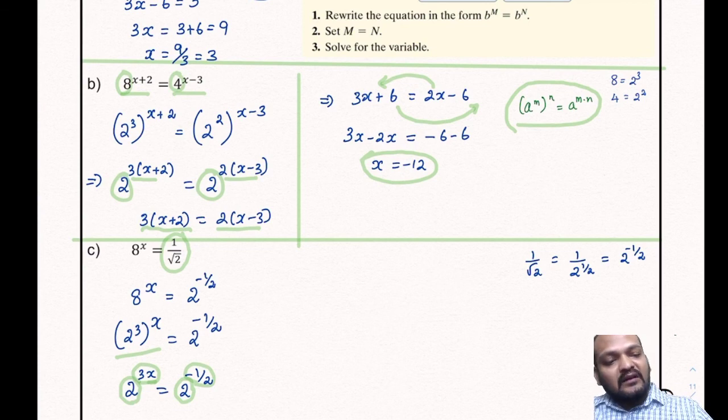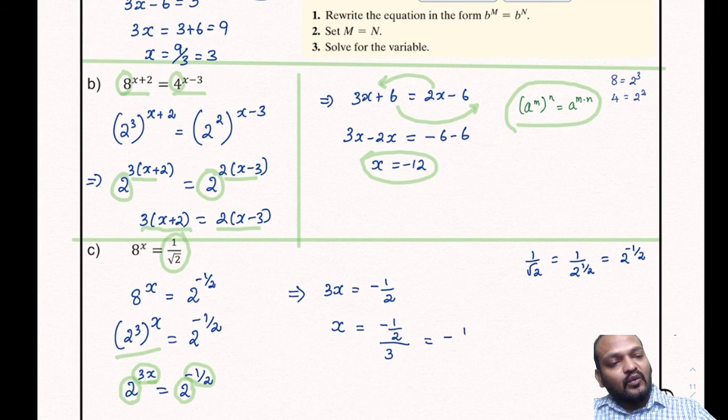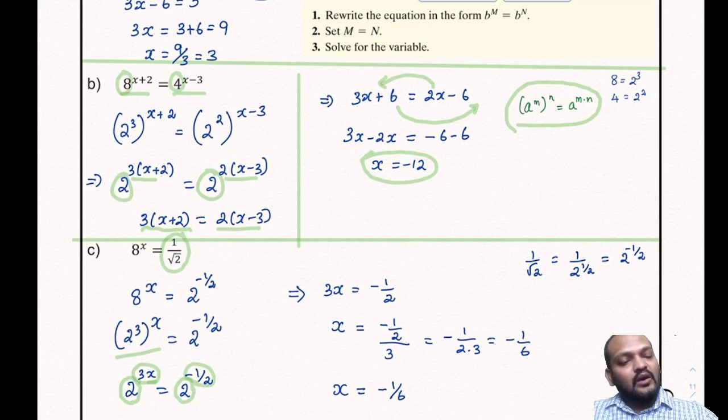So now I am going to have a nice equation right there, and that is 3x equal to negative 1/2. Now I'm going to divide by 3 on both sides. When I divide by 3 on both sides, you would agree that I'm going to have x equals negative 1/2 divided by 3, which is negative 1/2 times 1/3, which is negative 1/6. And so therefore the solution to this particular problem is x equals negative 1/6. And that's how we solve these exponential equations.